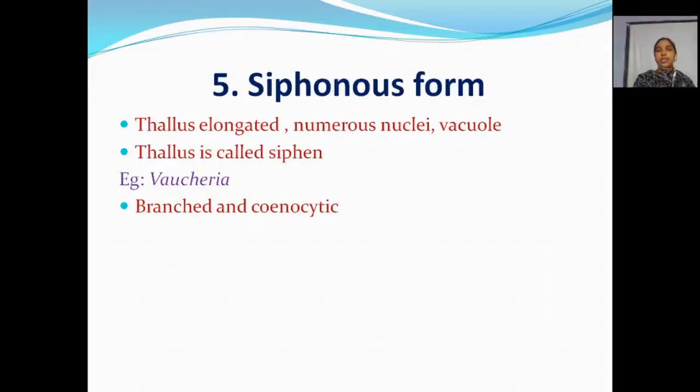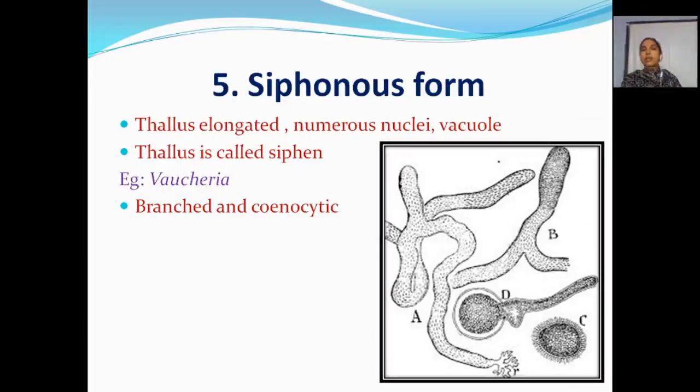Then next is siphonous. Thallus is elongated, numerous with vacuoles. Thallus is often called siphons. S-I-P-H-O-N, siphon. Example is Vaucheria. Here the thallus is branched with a multinucleate condition, many nuclei. That is why the term coenocytic, multinucleate condition. See, this is the siphonaceous condition. So this is the filament.